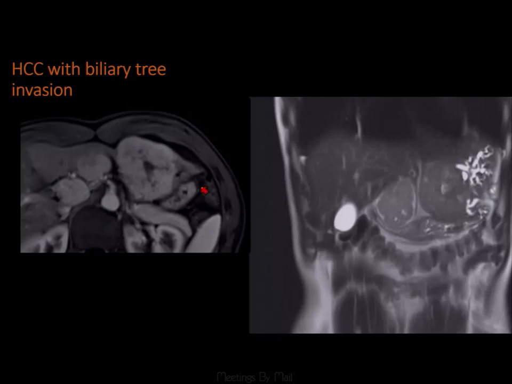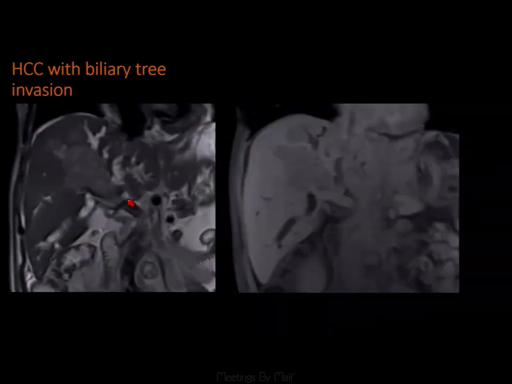This was a fibrolamellar HCC with periportal metastatic lymphadenopathy, as you can see here, and then there is marked intrahepatic ductal dilatation. So it can happen. It depends on the location of the tumor, how big it is. And this was quite an unusual case that we saw recently.